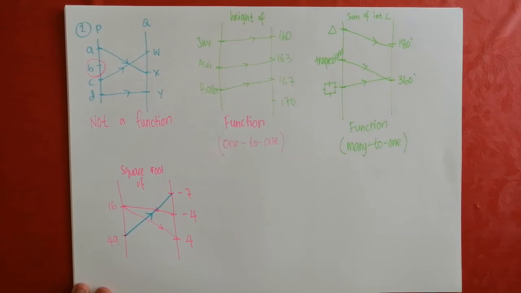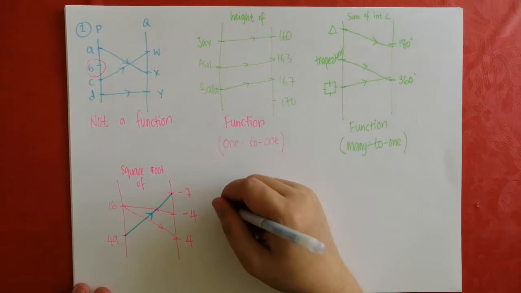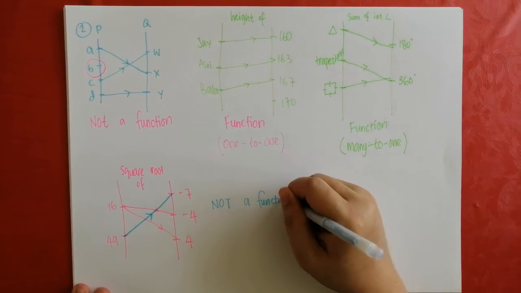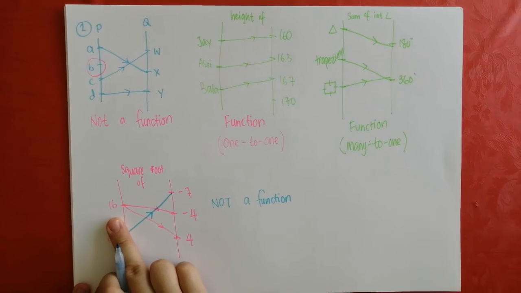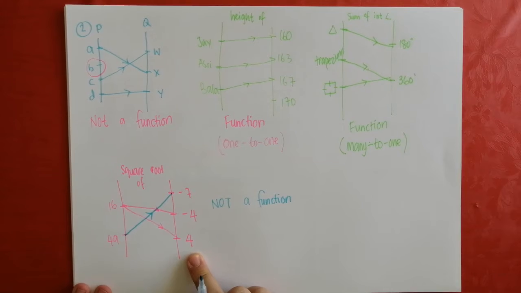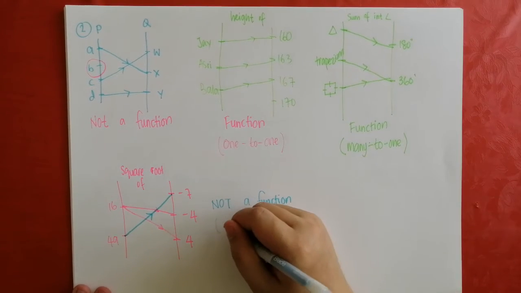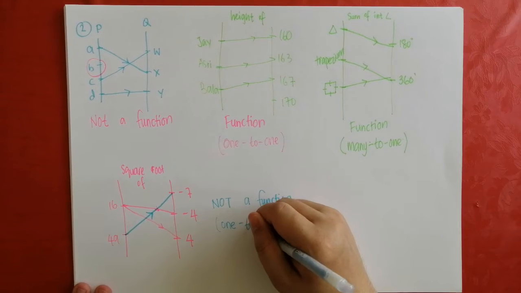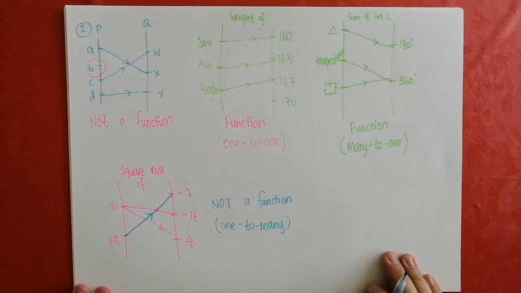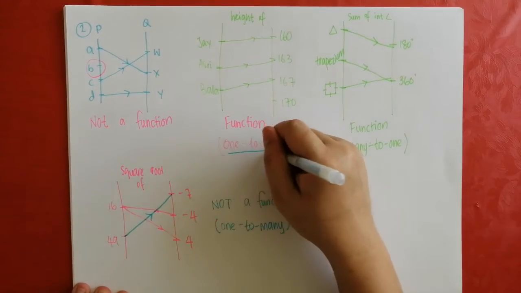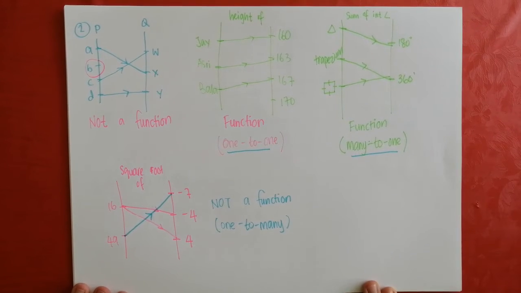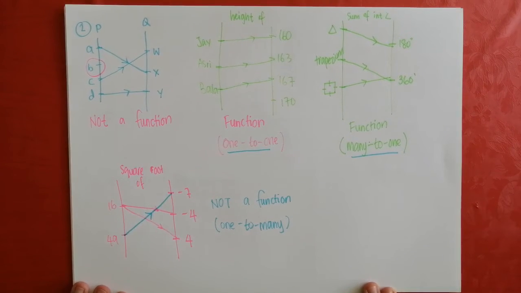We will say that this is not a function. Why? Because this object 16 has two images. So this is not a function because you have one to many, and one to many is not a function. We only have one to one or many to one functions. We don't have one to many. So that will be for example number 2.